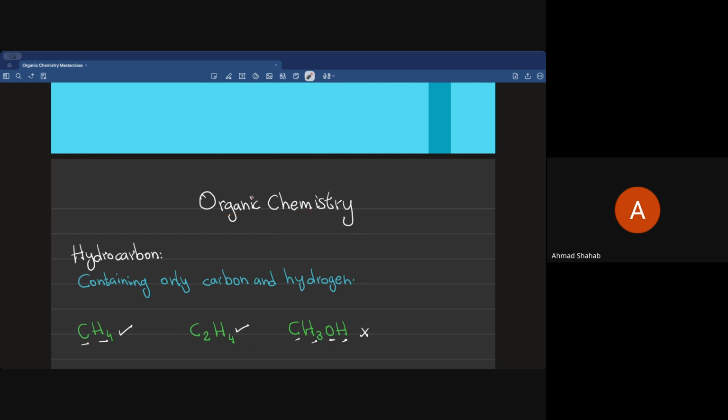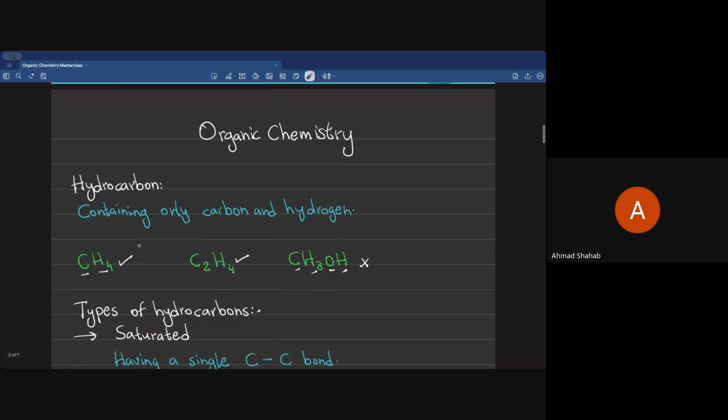The main character in this topic is carbon. Okay. We started off with a definition of a term called hydrocarbon. What is a hydrocarbon? A hydrocarbon is a compound which contains only carbon and hydrogen. There is absolutely no third element present in this compound.